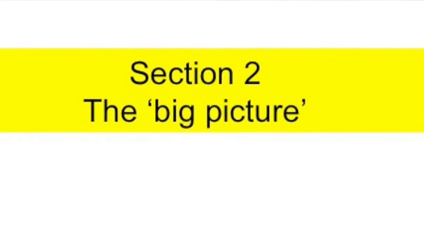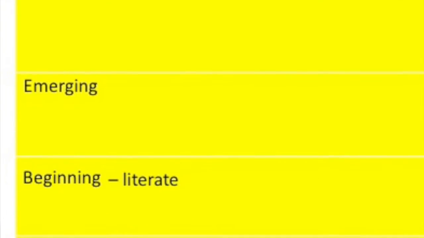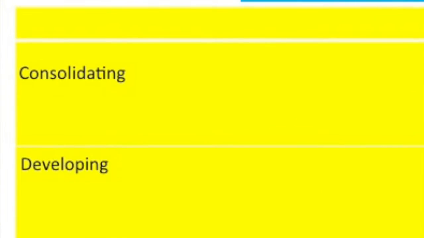Let's now look at the big picture. And what I mean by the big picture is how EAL has traditionally been conceptualised in large parts of the UK over many years. And traditionally, we've looked at it like this. We talk about a beginning phase, an emerging phase, a developing phase, and a consolidating phase.